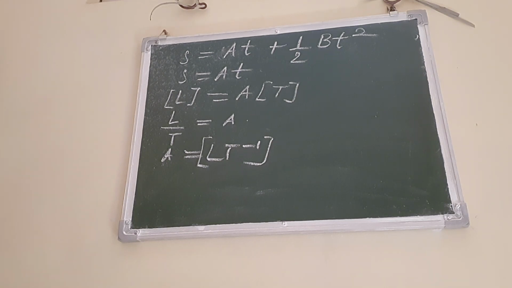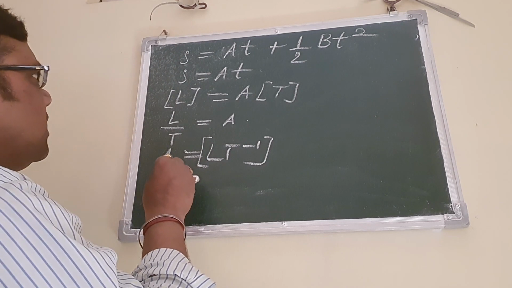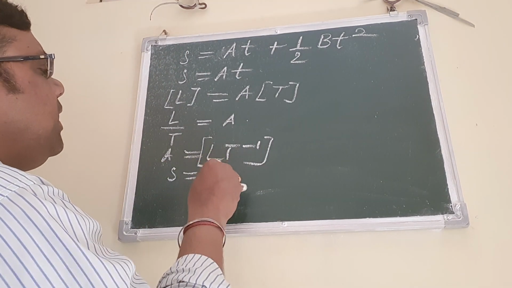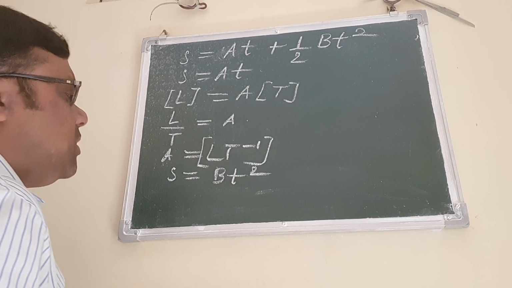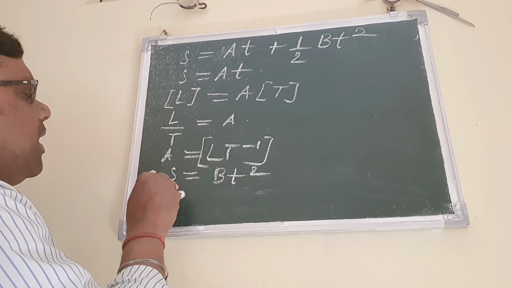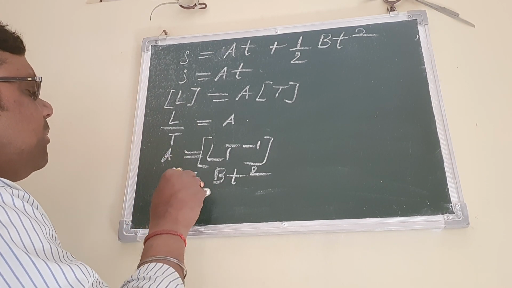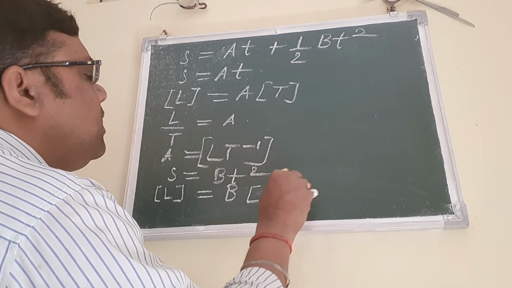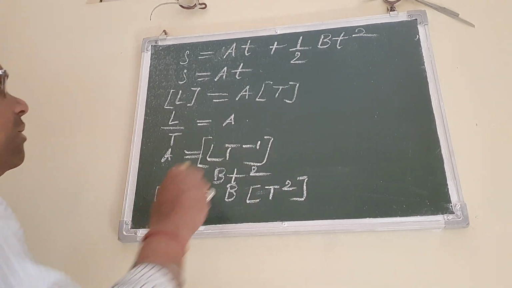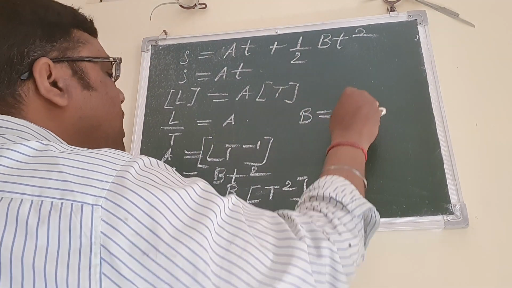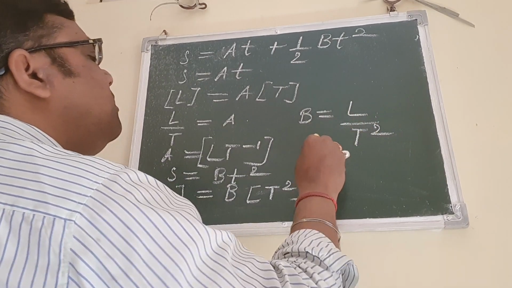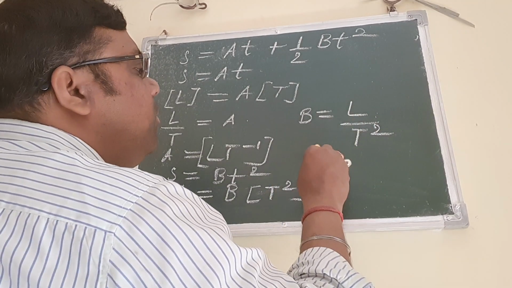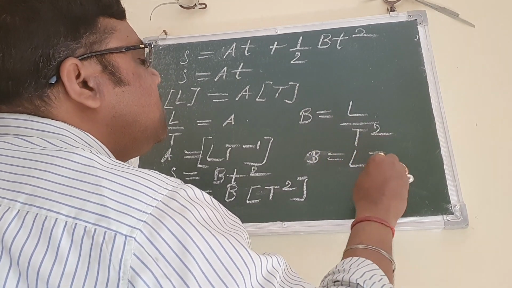Now similarly we have to find the dimension for B. The constant term doesn't have any dimension, so we will not take half. So the dimension of S is equal to bt square, the square of time. The dimension for S, which represents distance, is L. B and T square will be T square. So the dimension for B is equal to L upon T square. So B is equal to LT raised to power minus 2.